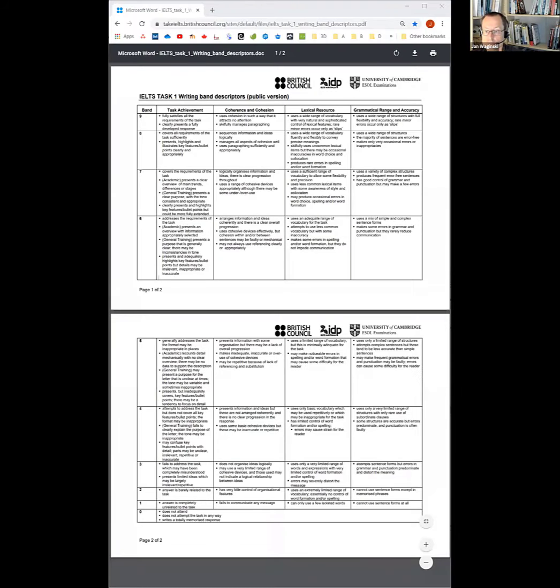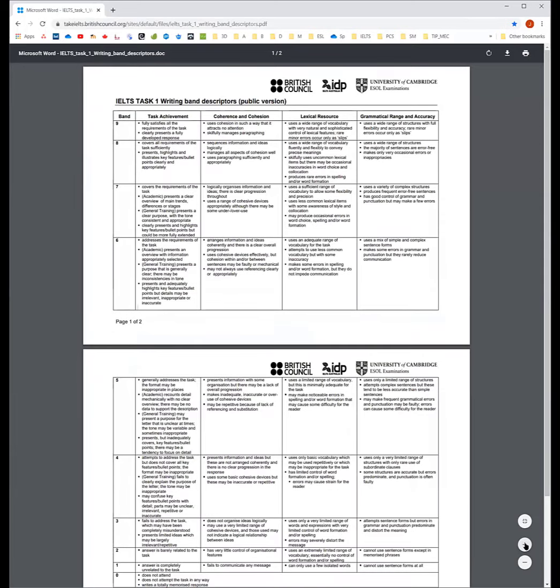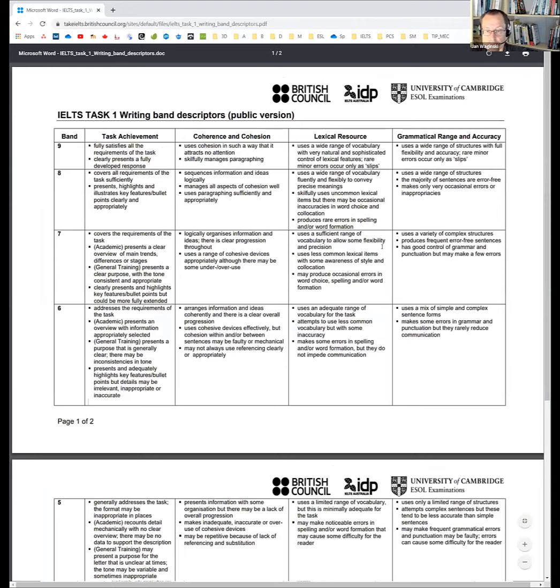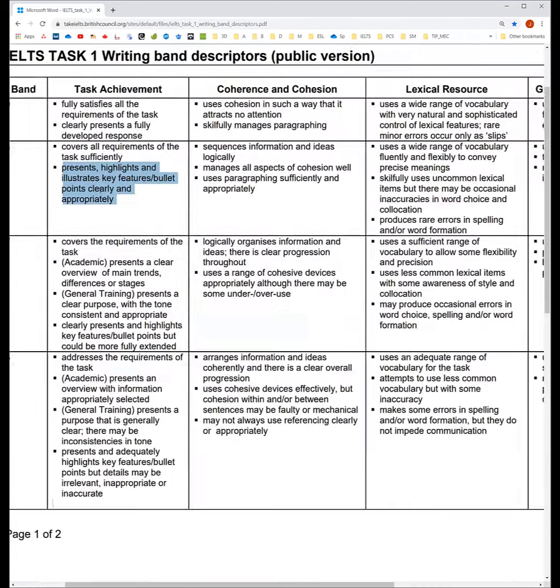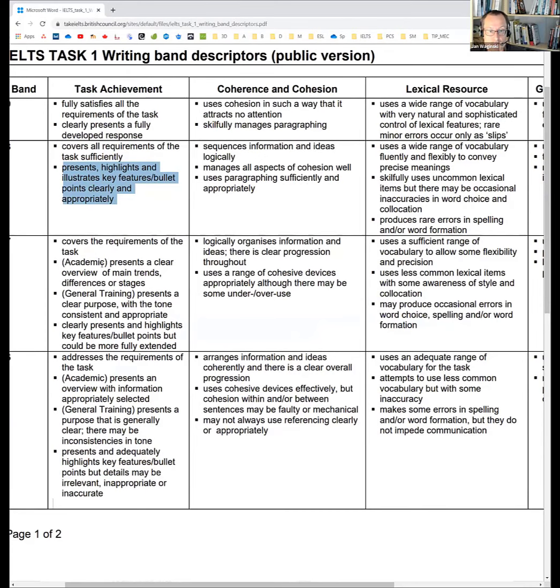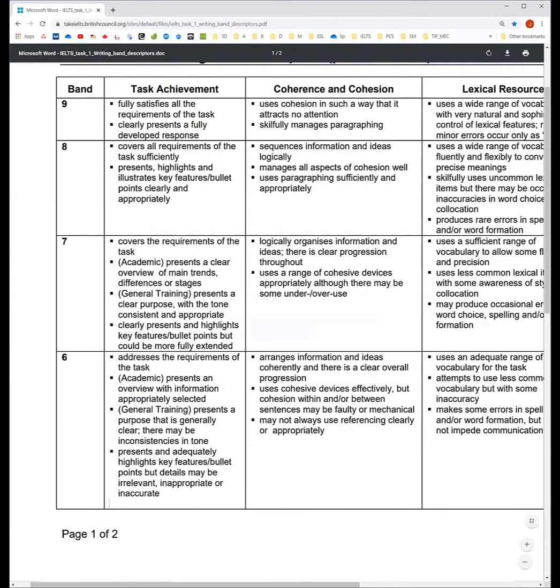Okay, so this is the public rubric published by IELTS. Now, what do you see in band 8 here? Could you please zoom it? Yeah. It's very small. Presents, highlights, so that's in the body paragraphs, right? But yeah. Then here, the band 7 criterion for the general overview, as it says, a clear overview of the main trends, differences, or stages. So if you only give one trend, that's not main trends, differences, or stages.